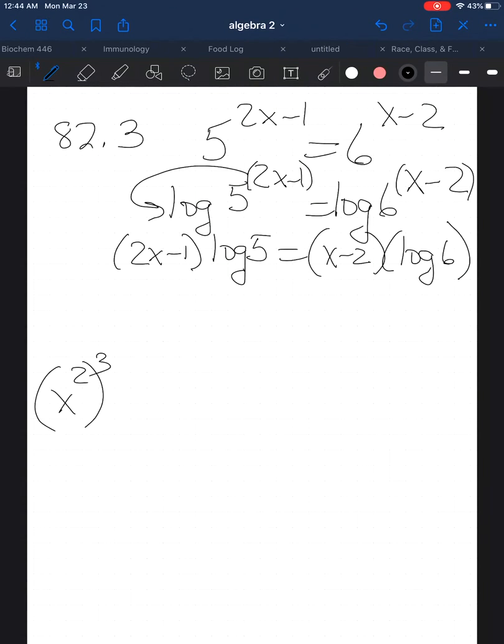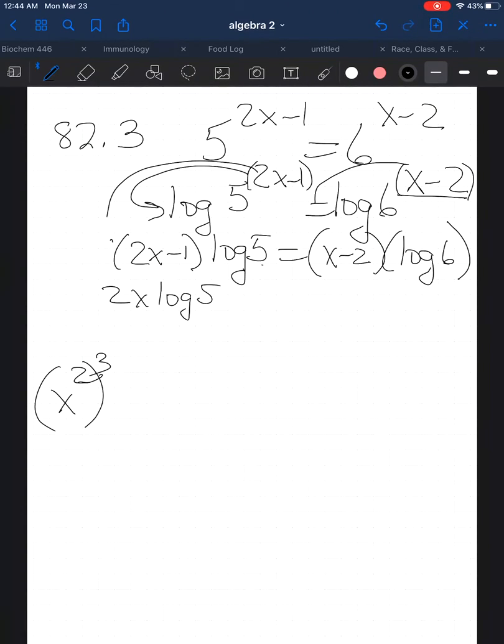Remember, if we had something like this, what would we do with the exponents? We would multiply, correct? So this is a power. It is being multiplied by the other exponent. That's a power. It's being multiplied by the exponent, which is the log. All right, so now when we do this, we distribute.